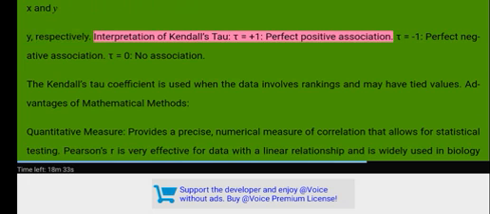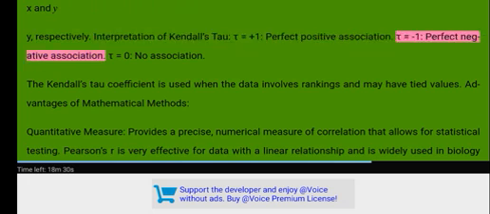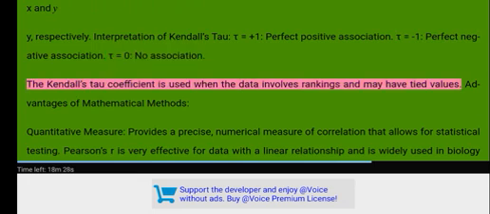Interpretation of Kendall's tau. Tau equals +1, perfect positive association. Tau equals -1, perfect negative association. Tau equals 0, no association. Kendall's coefficient is used when the data involves rankings and may have tied values.